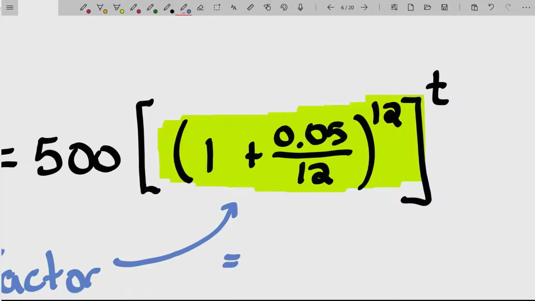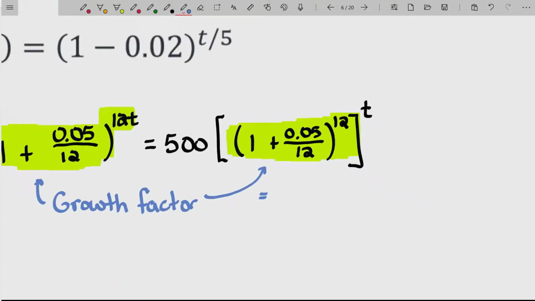So the growth factor is equal to 1 plus 0.05 over 12 to the 12th power. Now, rather than taking you over to Desmos, I'm just not going to waste the time doing that. I'm going to type it out on my calculator because, well, I don't have this memorized. There's no reason for me to memorize that. So I get the following.